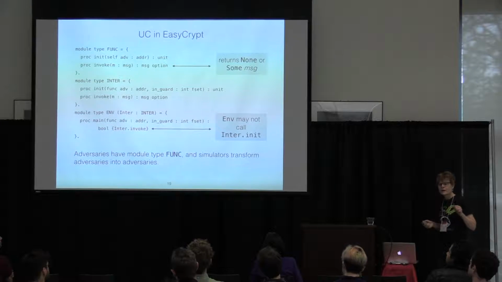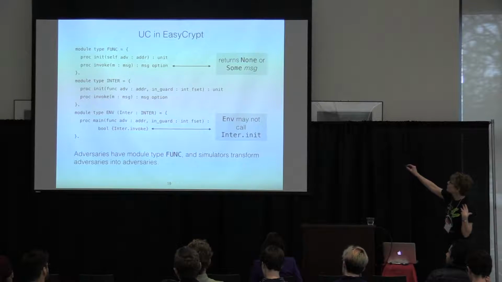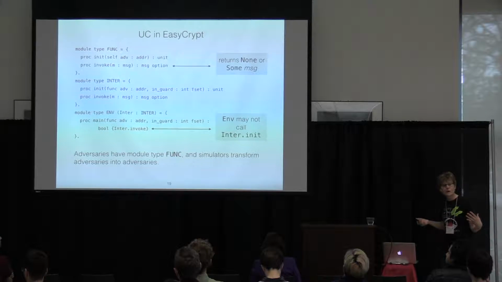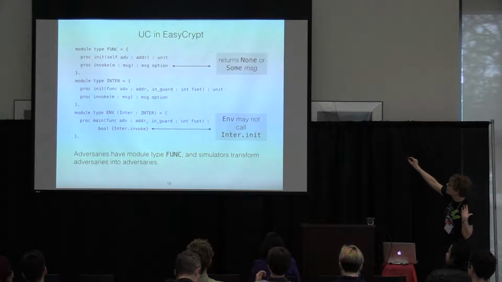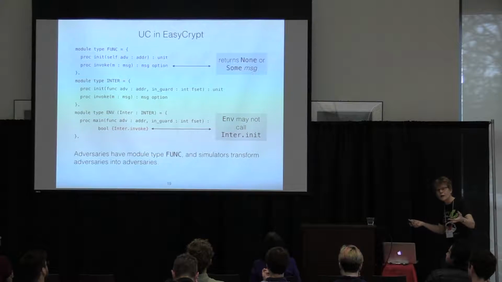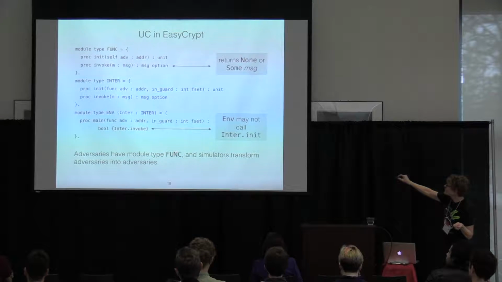Init is given the address of the functionality itself, as well as the address of the adversary, and it should initialize any state that the functionality has. And then at runtime, invoke is called with a message destined for that functionality, and eventually what does it return? Well, either an error or an outgoing message, one that's going to be routed by whatever is outside the functionality to its destination.